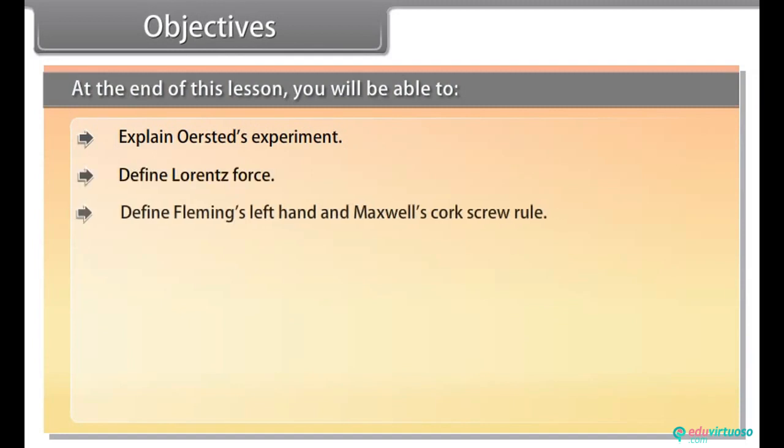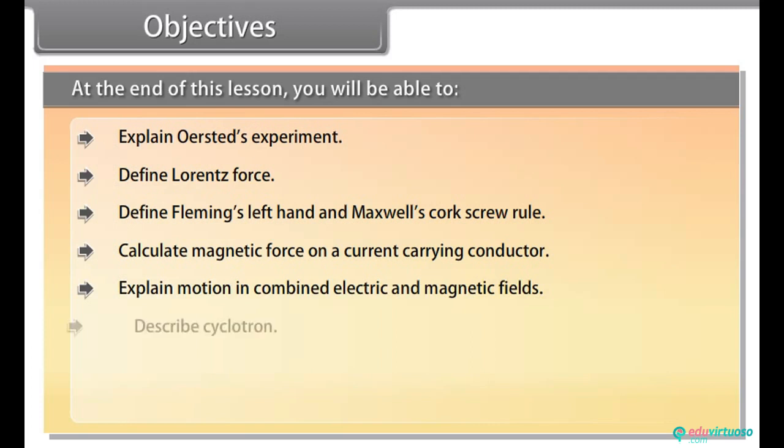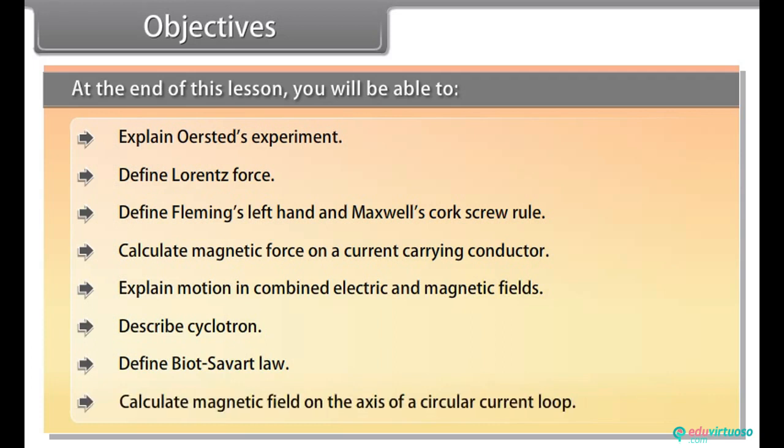Objectives. At the end of this lesson, you will be able to explain Oersted's experiment, define Lorentz force, define Fleming's left hand and Maxwell's corkscrew rule, calculate magnetic force on a current-carrying conductor, explain motion in combined electric and magnetic fields, describe cyclotron, define Biot-Savart Law, calculate magnetic field on the axis of a circular current loop.